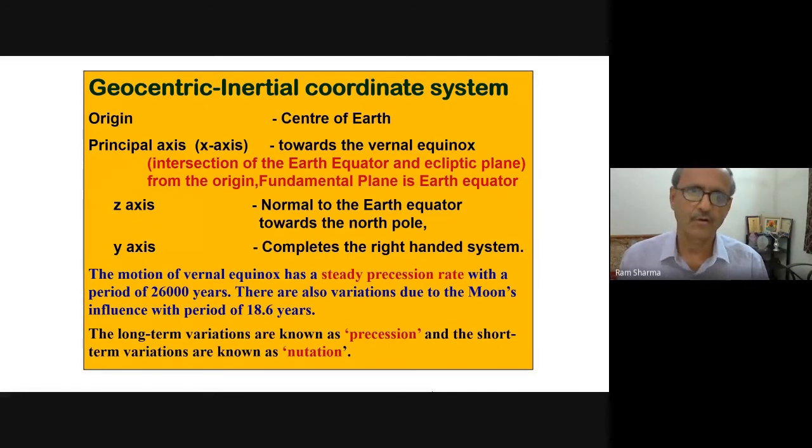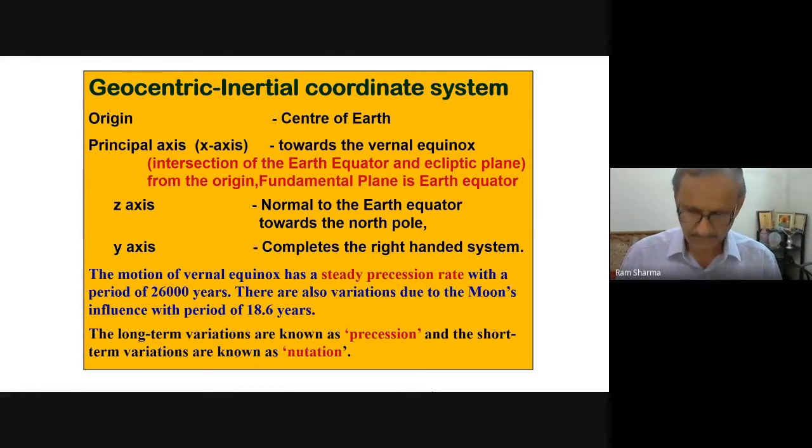So this is the geocentric coordinate system, and in general we use it as an inertial coordinate system, all fixed with respect to the stars. We then call it sidereal.